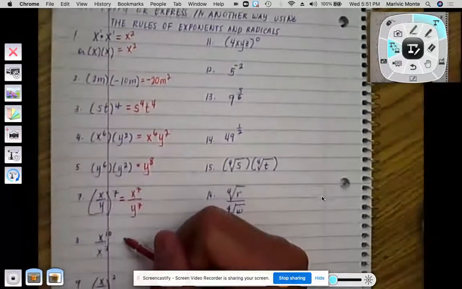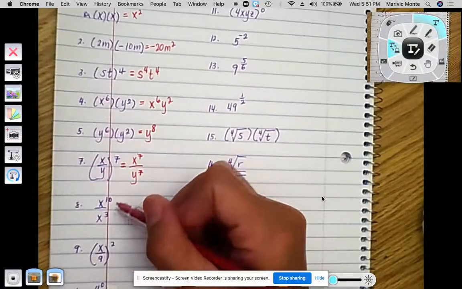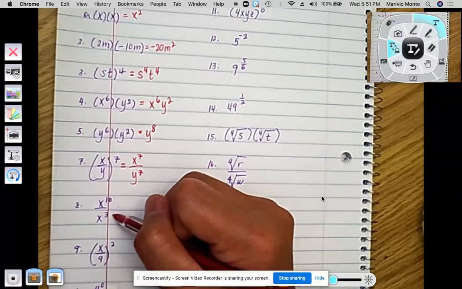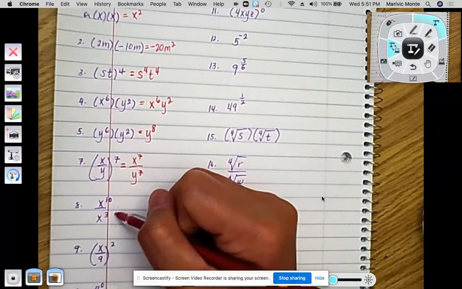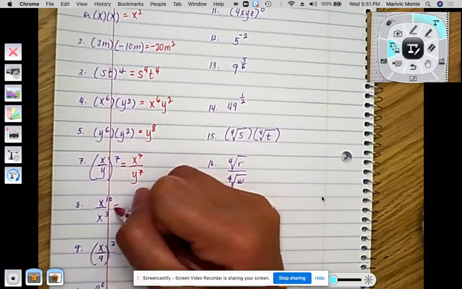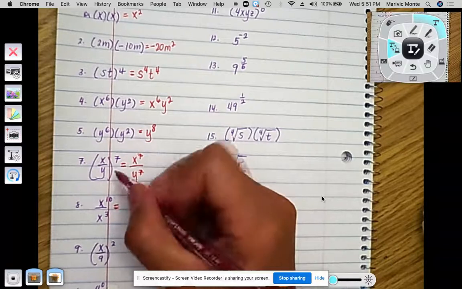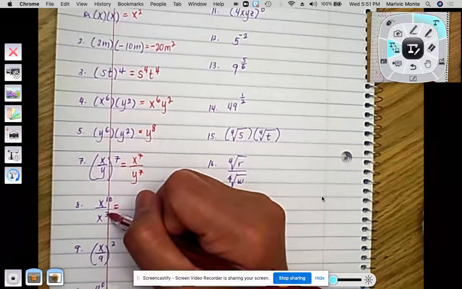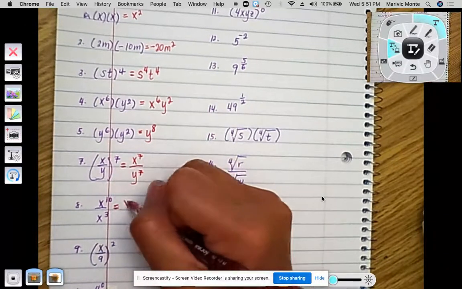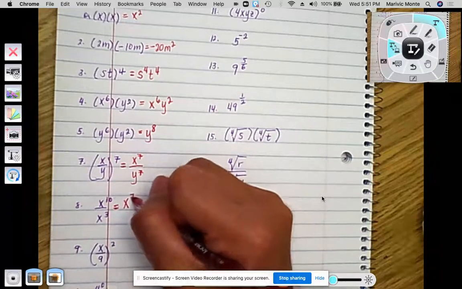Here, we have the same base. So x to the 10th divided by x cubed, or x to the 3rd power. So you simply subtract the exponents, the top exponent minus the bottom exponent. So you end up having x to the 7th power.